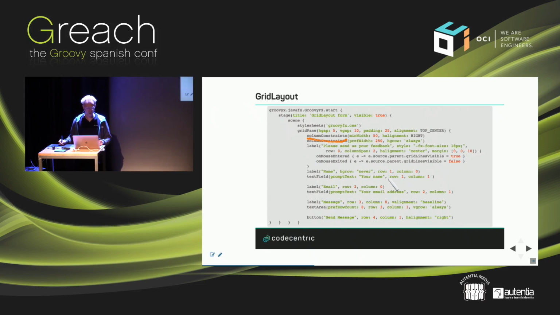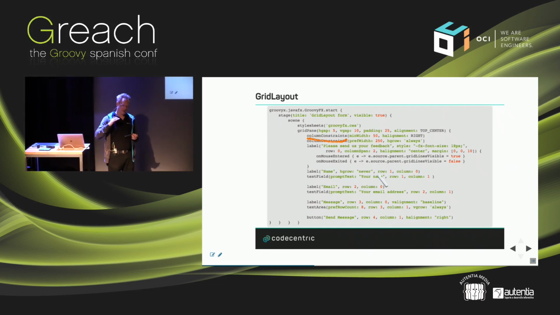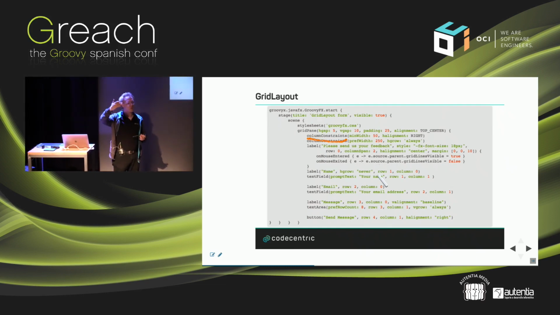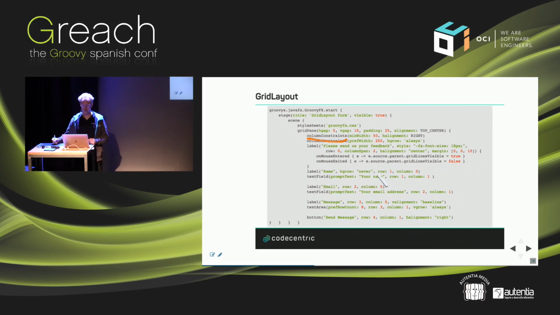On each element you can say on which row and on which column it should be placed. That is much easier to use than the way JavaFX is doing it, because there you have to tell the grid pane where the component lies, and here you define the position on the component where it lies inside of the grid. So for many people it's much easier to understand this way.